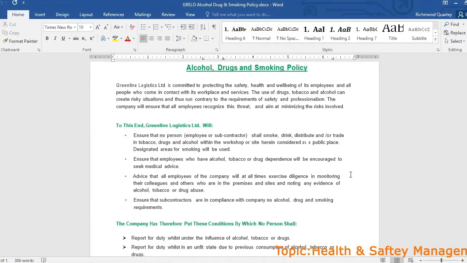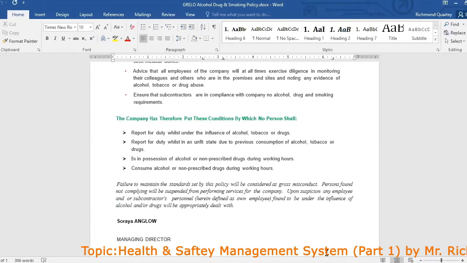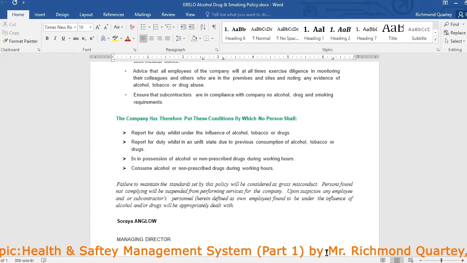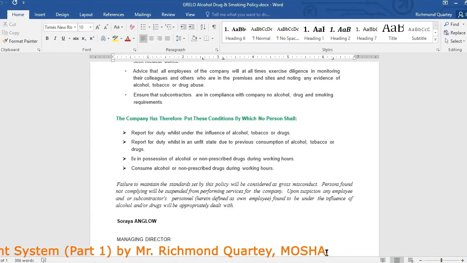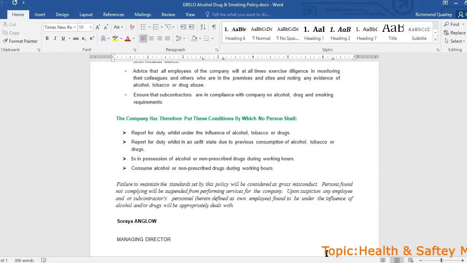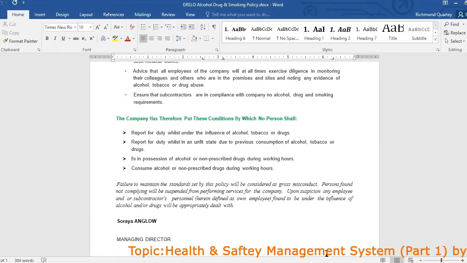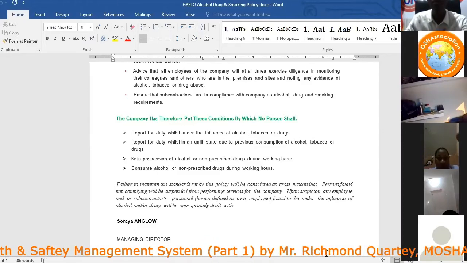The company has therefore put these conditions by which no person shall: report for duty whilst under the influence of alcohol, tobacco, or drugs; report for duty whilst in an unfit state due to previous consumption of alcohol, tobacco, or drugs; be in possession of alcohol or non-prescribed drugs during working hours; consume alcohol or non-prescribed drugs during working hours.